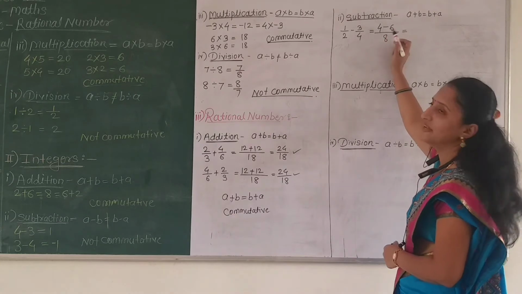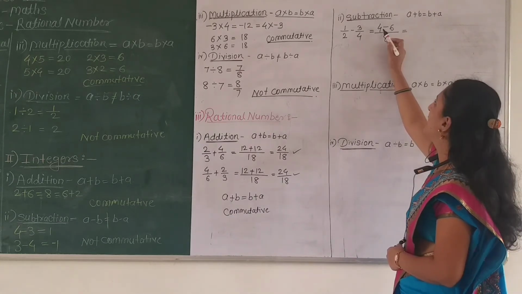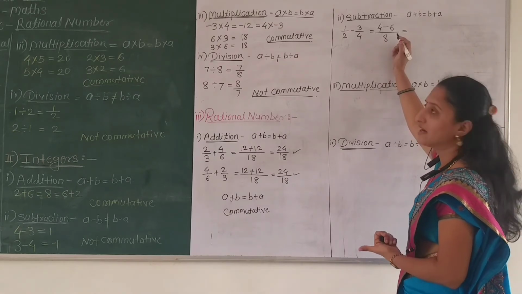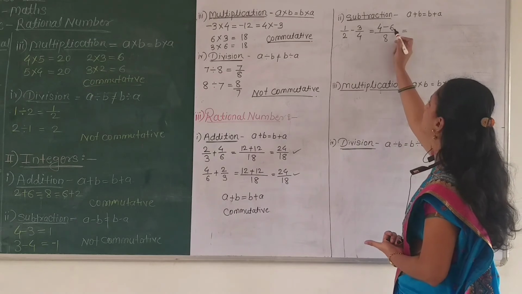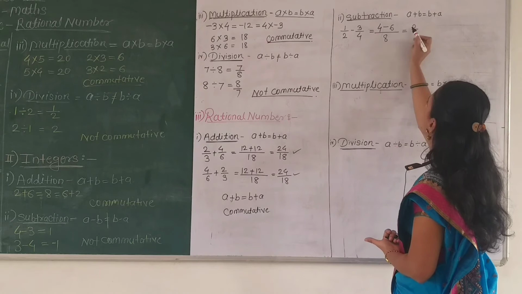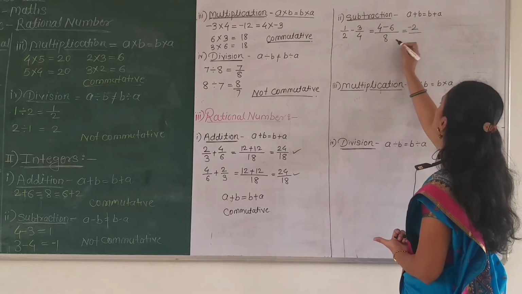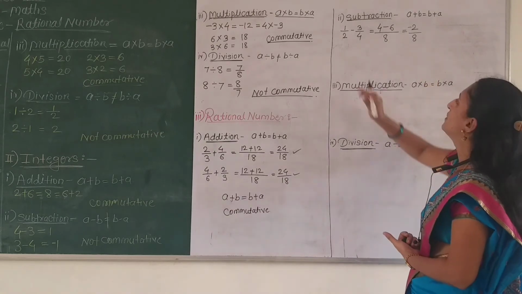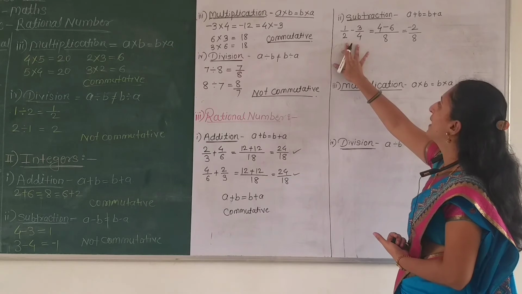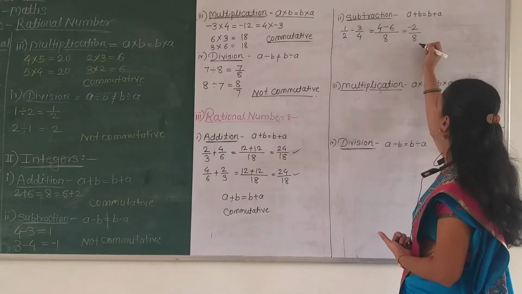When signs are different, we take subtraction and the sign of the answer is the sign of the bigger number. That is 4 minus 6. Here 4 minus 6 is 2 and the sign is negative, so negative 2 upon 8. So subtracting these two fractions, 1 by 2 minus 3 by 4, we get minus 2 upon 8.